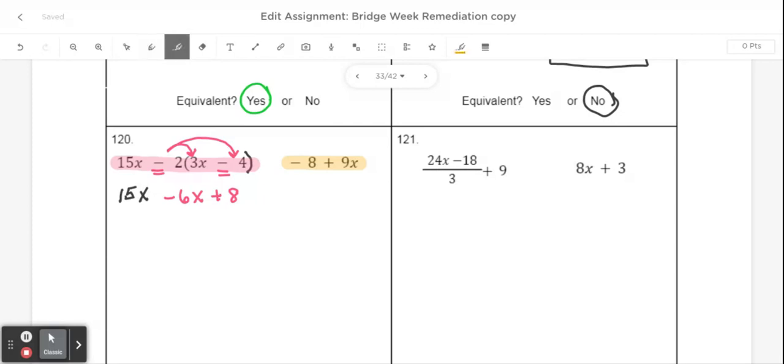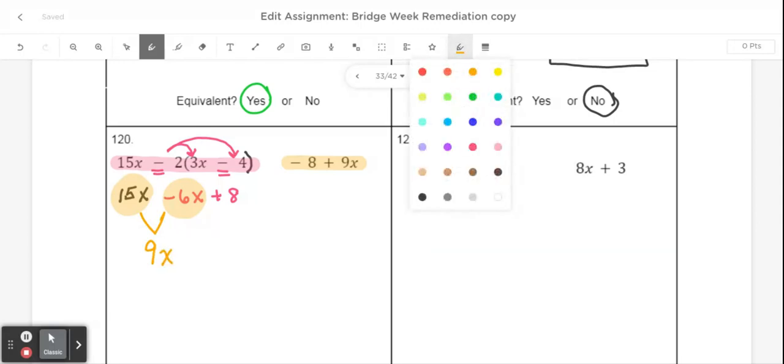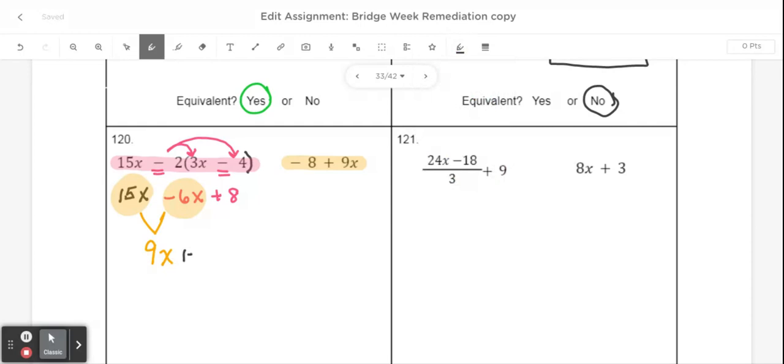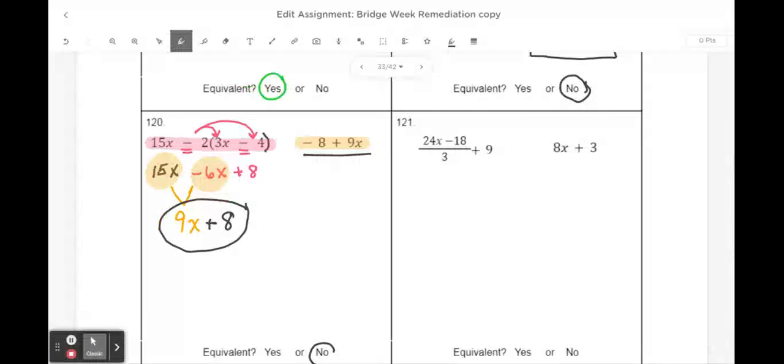Now I'm going to look for some like terms that I can combine. So 15x minus 6x is going to make 9x. And then I'm going to bring down the +8. Now, if I compare this expression to this expression, they're very similar. The difference is that the second expression has a -8. So no, these expressions would not be equivalent. Last but not least, let's talk about problem 121.